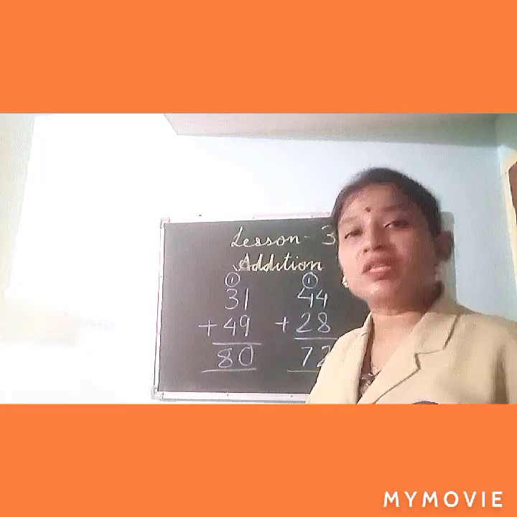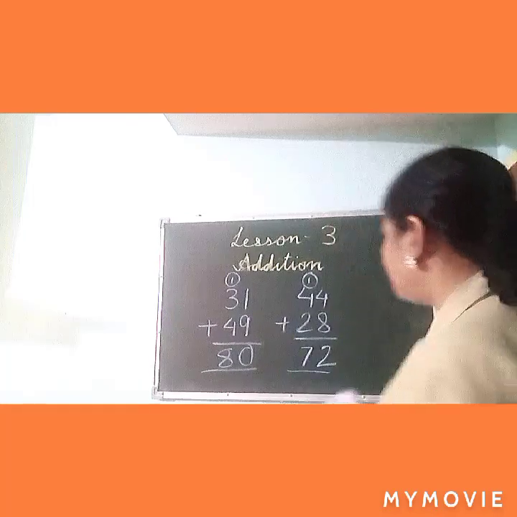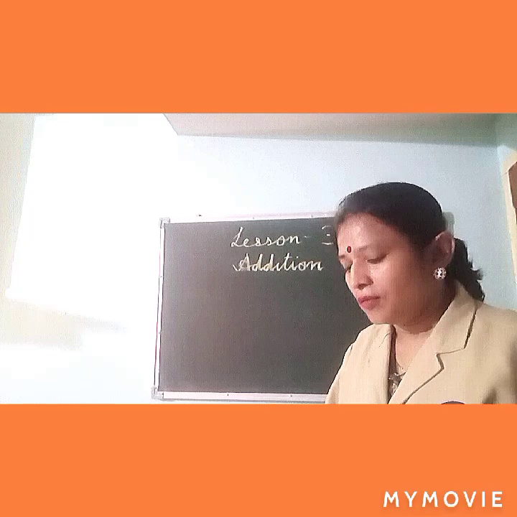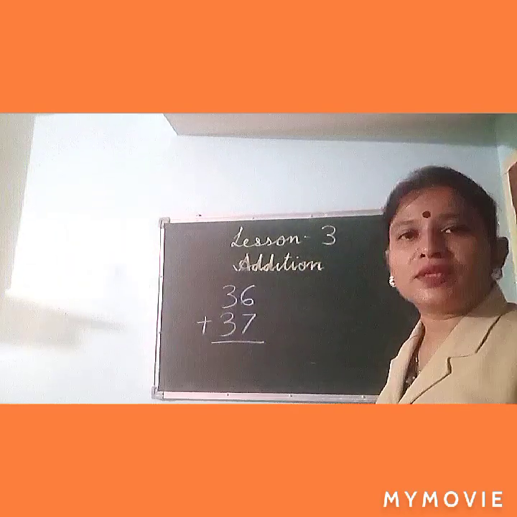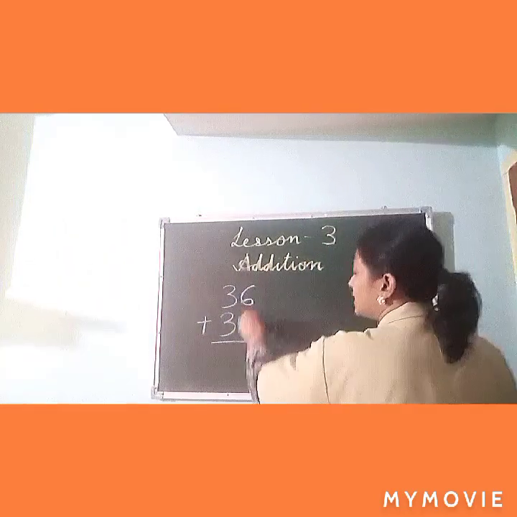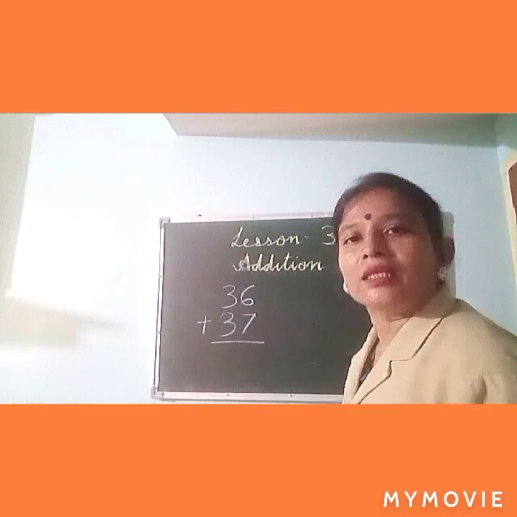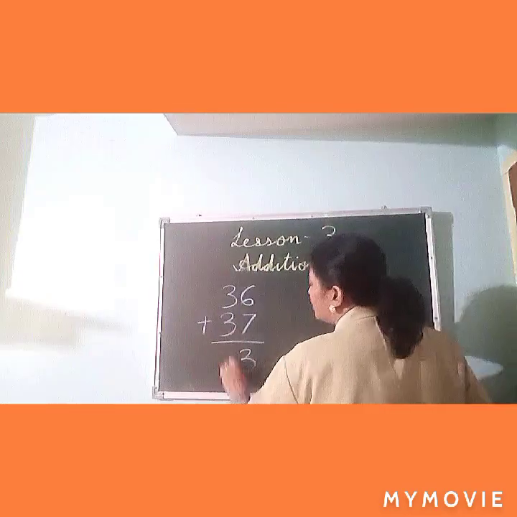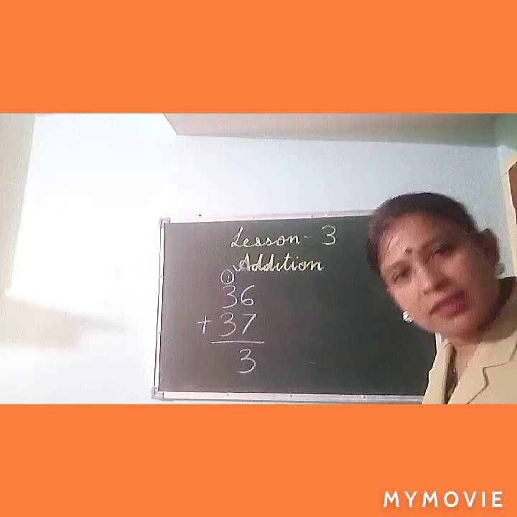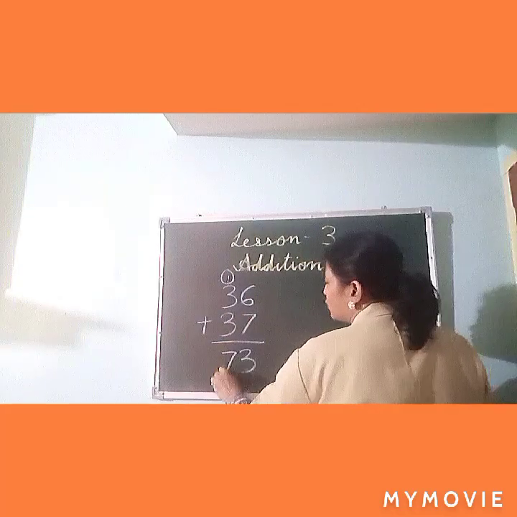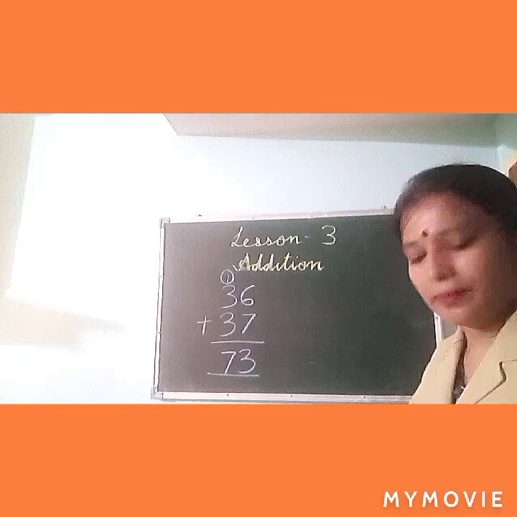Now come to the sum which is given in 53. 36 plus 37. You will add the digits which are in ones place. 6 plus 7. That you will get 13. Then you will write 3 here and 1 will be carried forward. Then 3 plus 3 is 6 plus 1 will be 7. So the answer is 73.